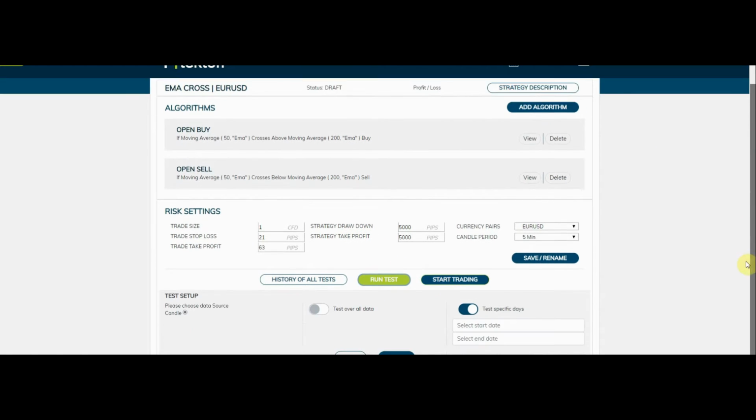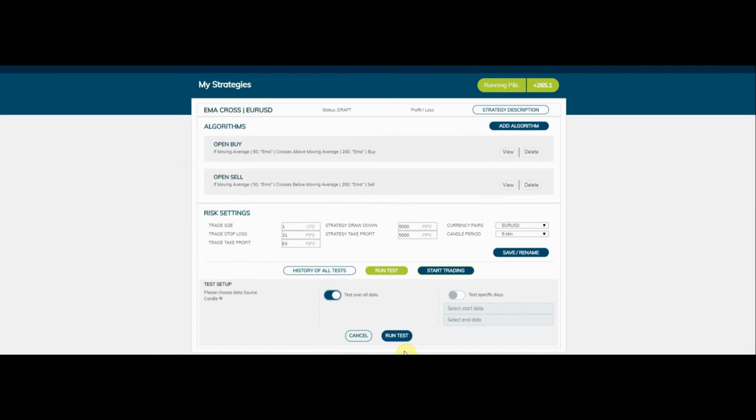And up comes the options to what we want to do. Do we want to run it over all data or specific days? So you can actually back test this over a specific period or over all data. So if you wanted to do, say, 3 months, you can put the start and end date here. If you wanted to test all data, you could, and then simply run the test.